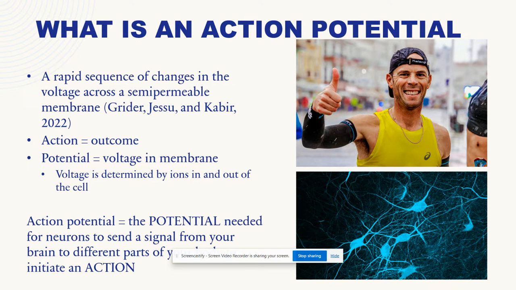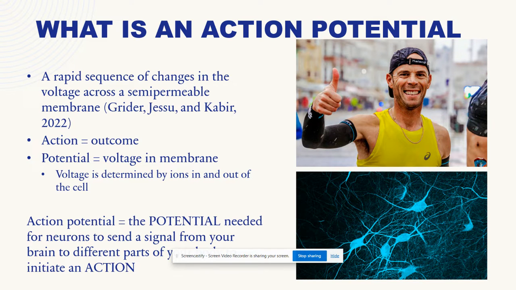to actually start. I like to think about it in this way: the word action is referring to the outcome of the potential, meaning that there is the potential needed for an action to occur. Potential comes from this voltage in the membrane, which is determined by our ratio of ions, intracellular and extracellular, in and out of the cell, along with the ion's ability to permeate or pass through our cell's membrane.